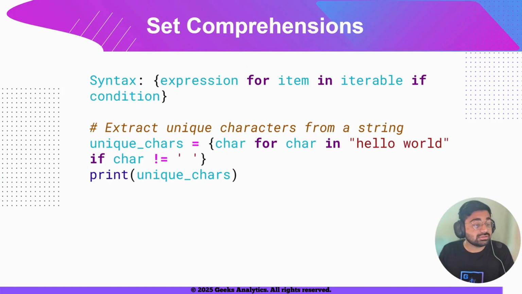Then set comprehensions. With set comprehensions, if you want to store unique values in your logic, it would be better to use a set comprehension instead of a list comprehension. The only difference is that instead of square brackets you use curly brackets, and the overall syntax of your comprehension will be the same. This allows you to store unique values, and as we said, these are useful when we want a collection without any duplicates.